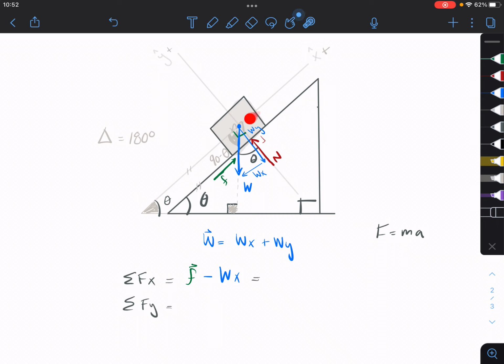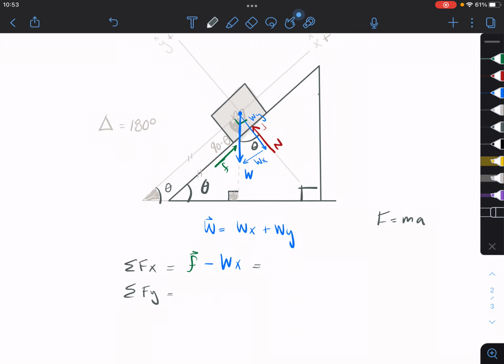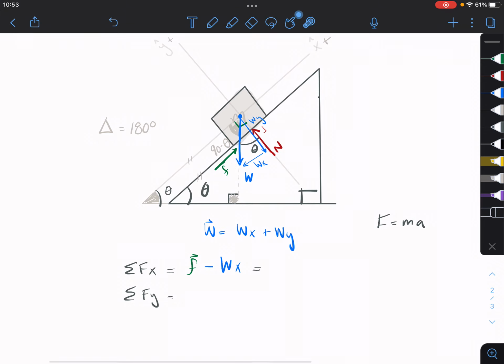Because if we have a block on a slope, it's going to be accelerating down. We have a force going in that direction, that weight force, and it's not balanced, and so it's going to be going down that slope. So we need to understand the behavior of the system, and we're going to try to find the acceleration along the slope. It's possible that there wouldn't be acceleration. I'm just going to assume in this case that there is.